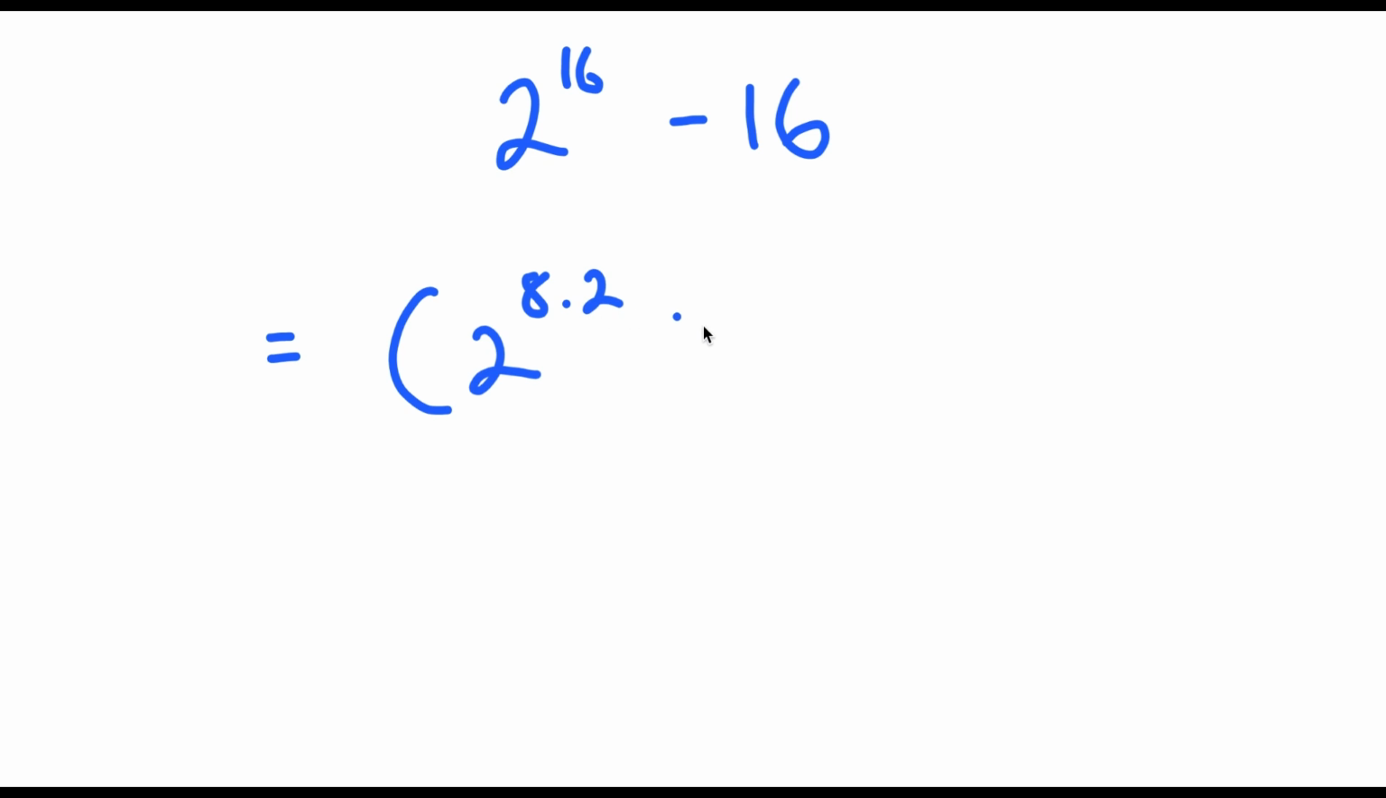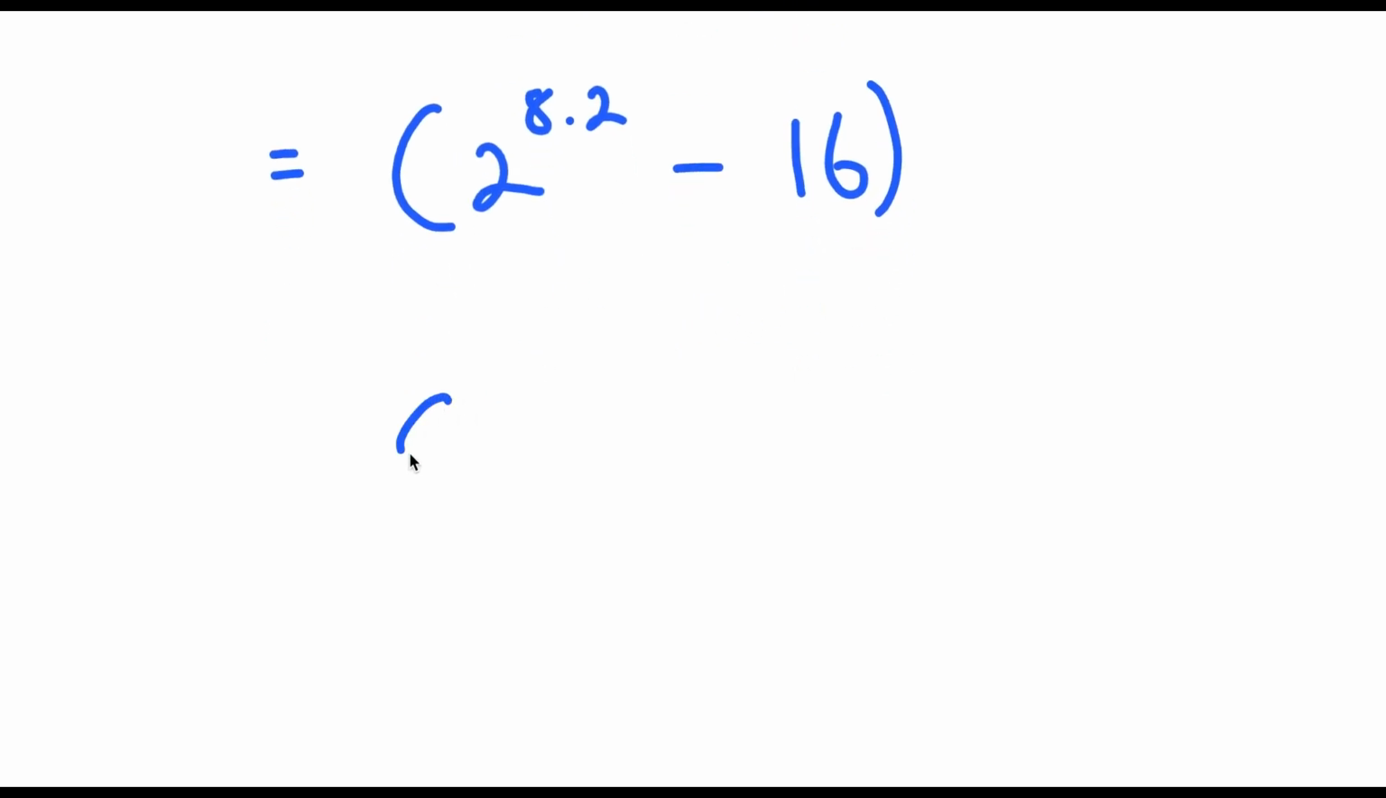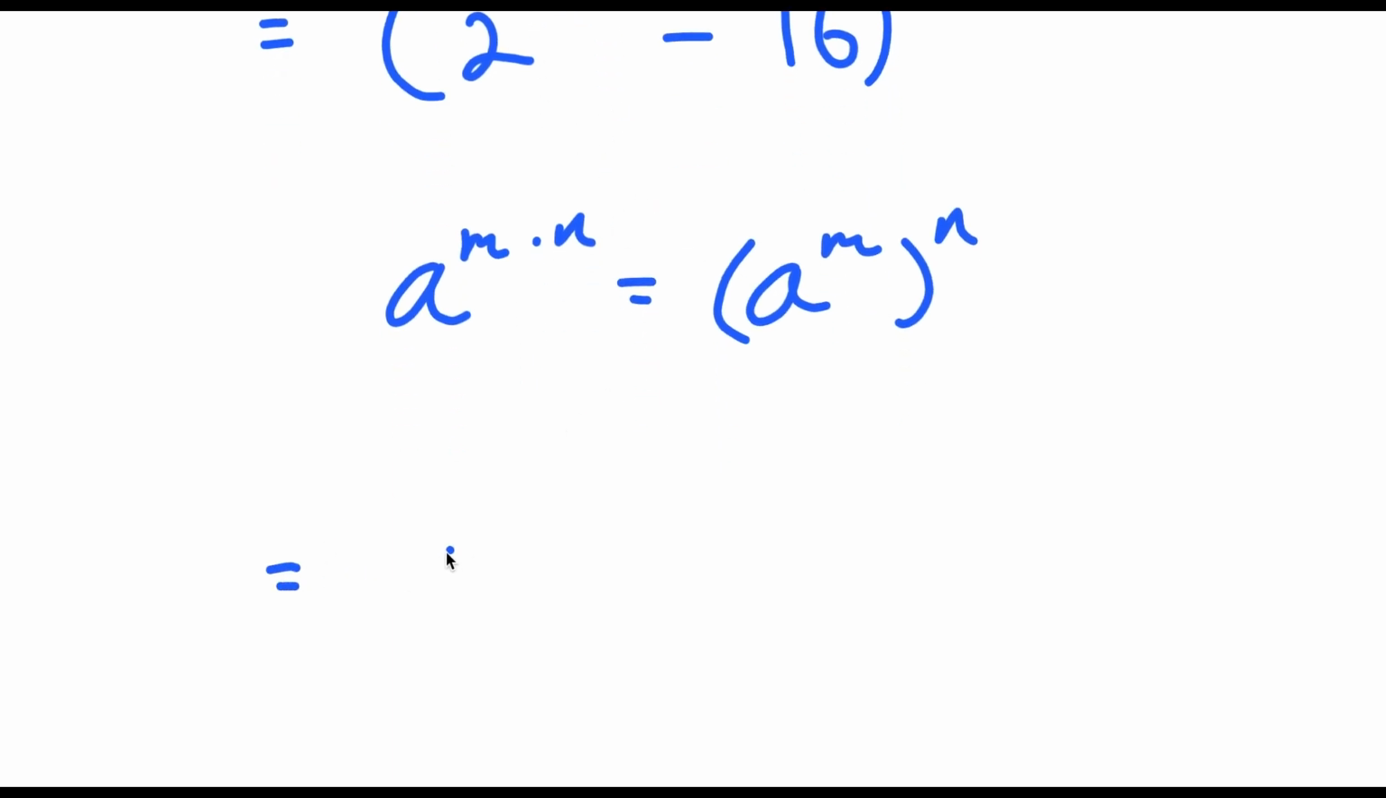Alright, so in this video, I'm going to be solving the problem 2 to the power of 16 minus 16. So to solve this, I'm going to first start by rewriting this as 2 to the power of 8 times 2 minus 16. And if I have something in the form a to the power of m times n, this is equal to a to the power of m to the power of n. So this turns into 2 to the power of 8 to the power of 2 minus 16, which is 4 squared.